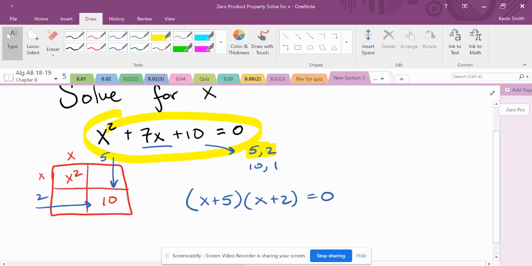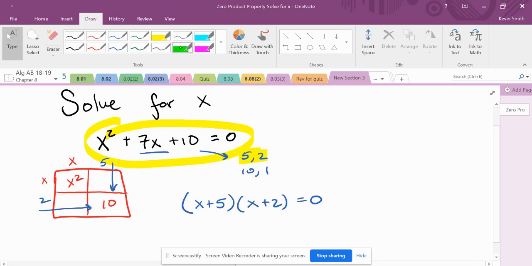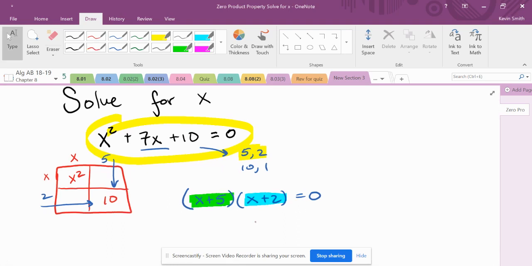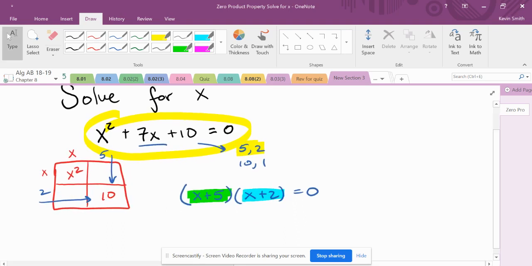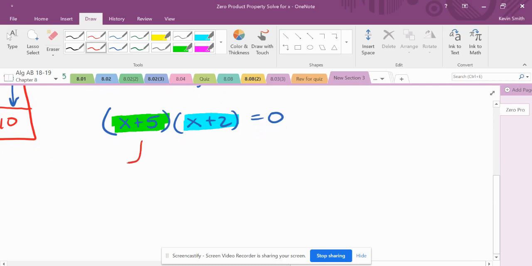Now we can use the zero product property. So we know if two quantities are being multiplied together and they equal 0, that means by the zero product property that at least one of them has to be 0. So either x plus 5 equals 0 or x plus 2 equals 0.